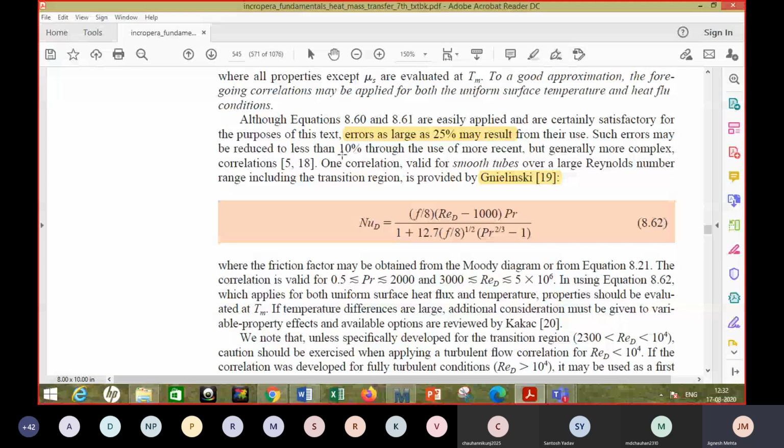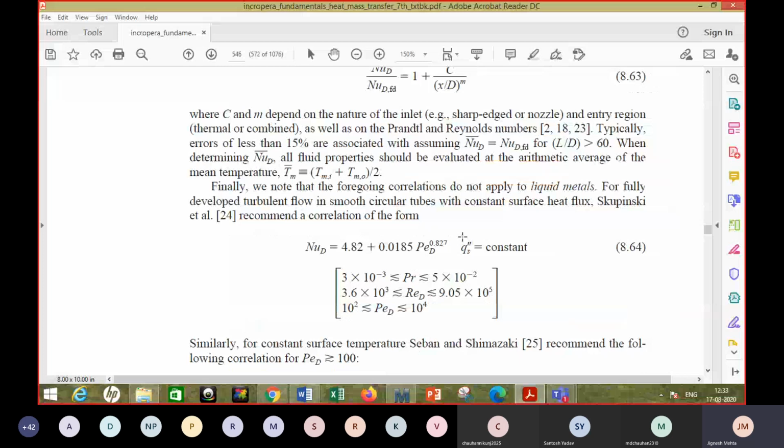So whatever number you get, you can expect that the actual number would be plus or minus 10% if you use the correlation. There are other correlations also available, and some of them may be specifically targeted for a particular case. For example, this one, Skupinski, is particularly for low Prandtl numbers, as you can see. So for liquid metals, it should be more useful.